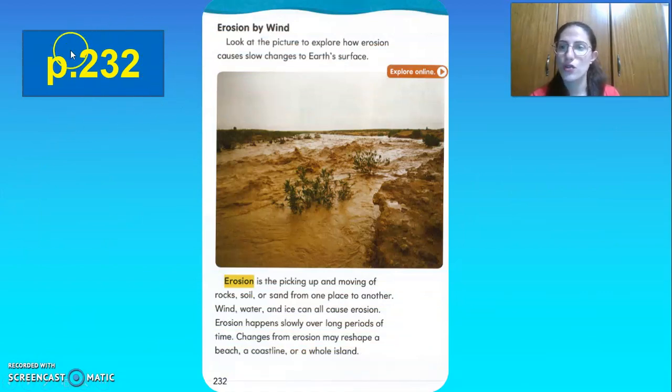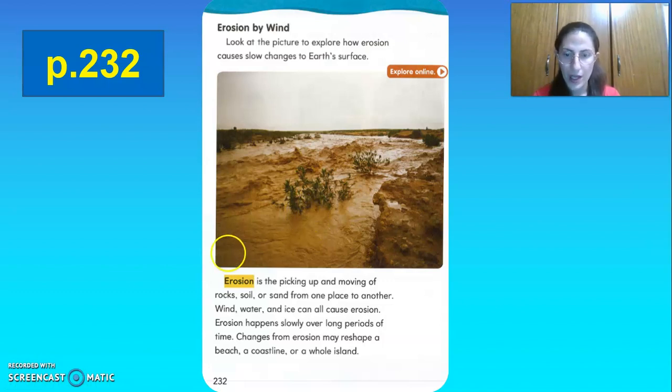So we open to page 232, erosion by wind. Look at the picture to explore how erosion causes slow changes to Earth's surface. So let me read it one more time, then we'll observe the picture carefully. If you take a minute to explore this picture carefully, what can we observe? Excellent, you can see that the water is carrying away the soil from one place to another. And this is a kind of erosion.